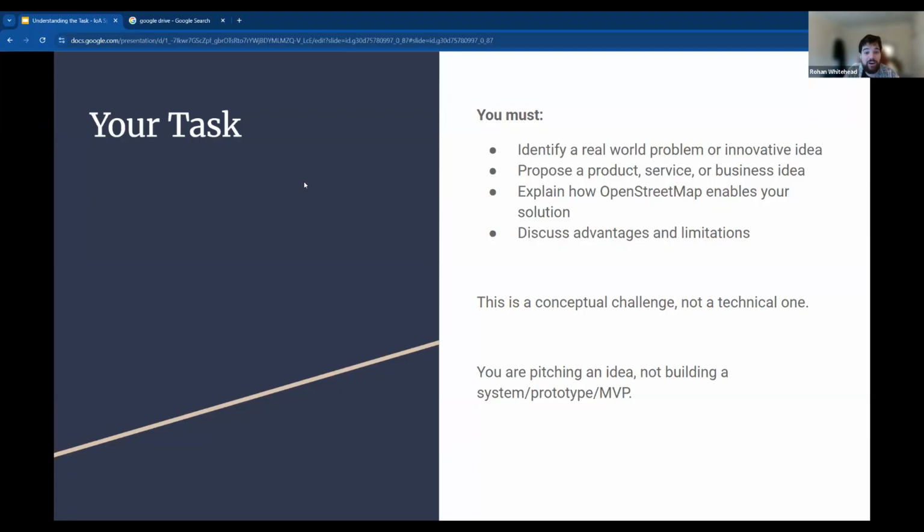You'll need to be discussing advantages and limitations of this service, and it is meant to be majority a business idea. You will be judged on your business thinking, your clarity of communication, and your confidence. This, as I say, is a conceptual challenge. It's about theory and it's about business design. You're not expected to actually do any coding or analysis. You're not meant to be building a system or a prototype or a minimum viable product. You're simply pitching an idea clearly and innovatively.